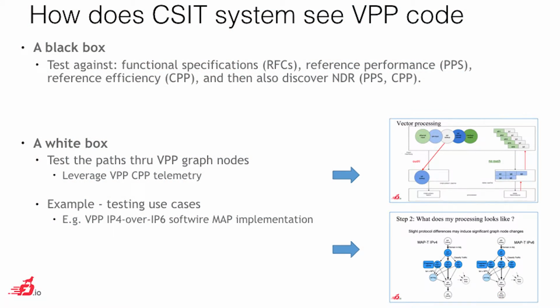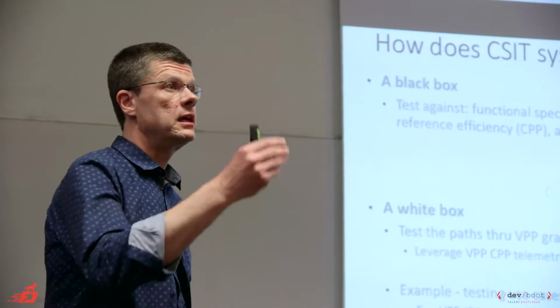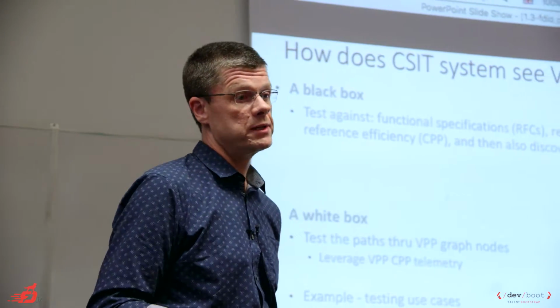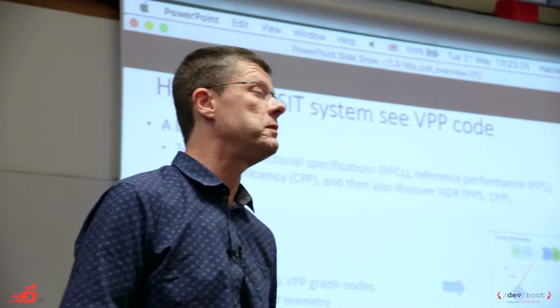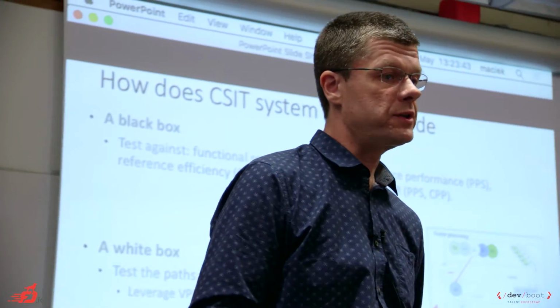When we run VPP, we measure the external behavior. We treat VPP as a black box, again repeating myself, against the functional specs and reference performance and reference efficiency. But we also want a good understanding of what costs the clock cycles, and that's where the telemetry comes in. These two slides are stolen from some previous dev boots we ran. One is to look at VPP CPP telemetry, and hopefully, if we have time, I can show you the output of show run, which shows the breakdown of cycles per graph node. Then, of course, we want to test the use cases so that engineers, but also people responsible for capacity planning, can understand and associate a cost, in this case a cycles per packet cost, on a per feature or per use case basis.